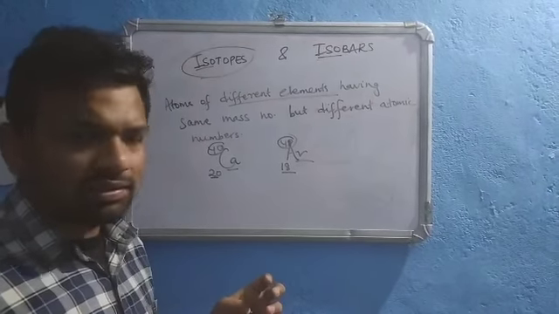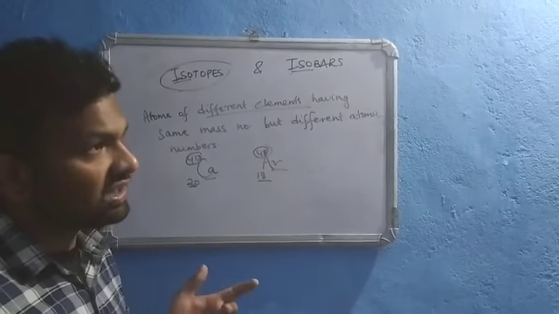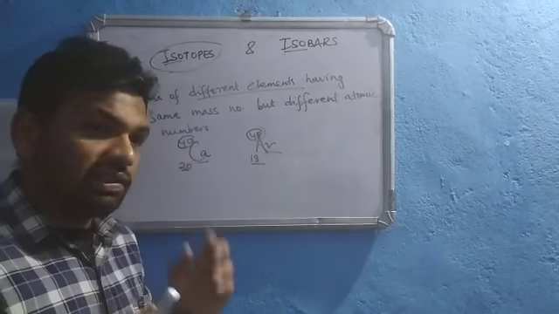Okay, so I think this is the end of the chapter. I didn't discuss about valency and electronic configuration in this chapter because you all already know it, and I have already discussed it in the previous sections.